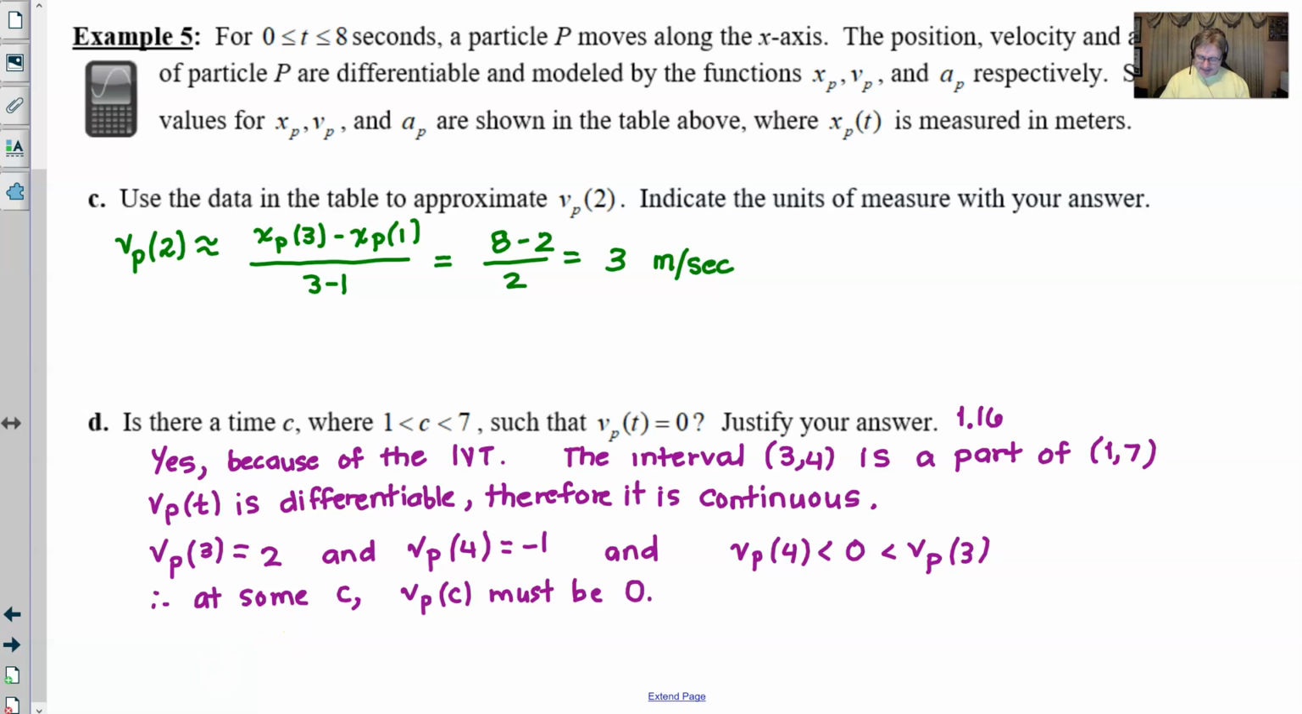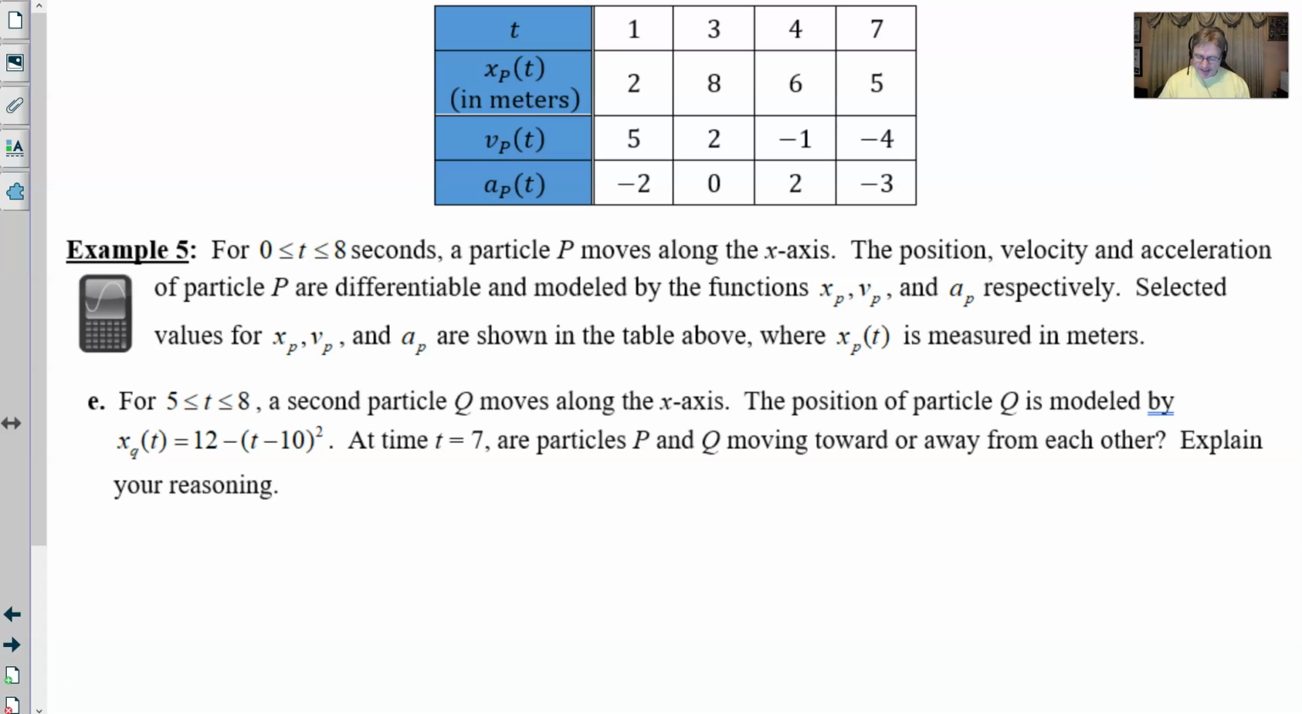All right, let's take a look at the last part of this example. It says here in part E, for interval 5 to 8, a second particle, Q, comes along the x-axis here and starts moving.